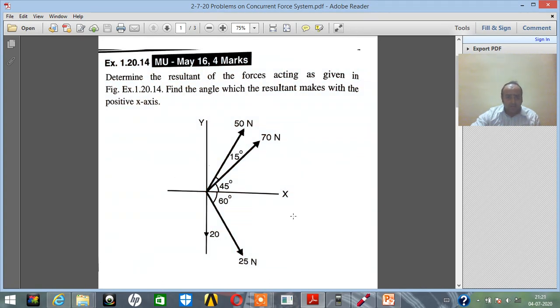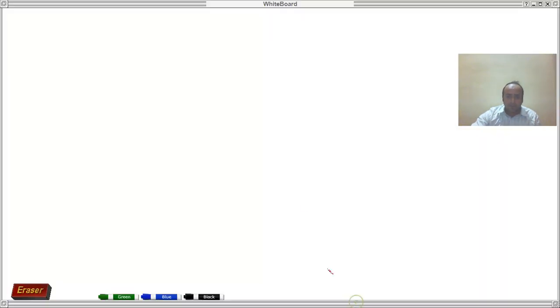So here it is, as you can see the question's diagram. We are supposed to find out the resultant force R as well as the angle theta which it makes with the positive x-axis. There are different forces acting on the system, that's why it's a concurrent force system. Let's go step by step to find out the resultant R and angle theta. Let us write it down. What are we supposed to find? To find magnitude, that is R, and direction, that is theta.